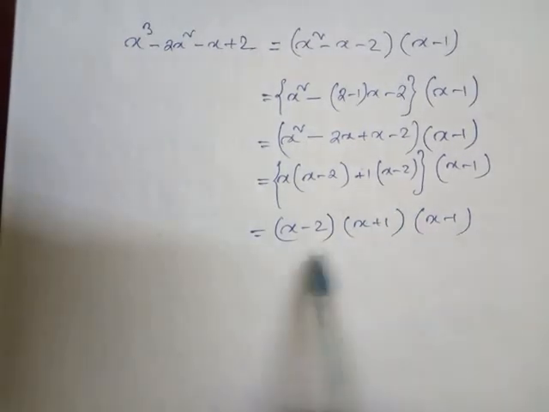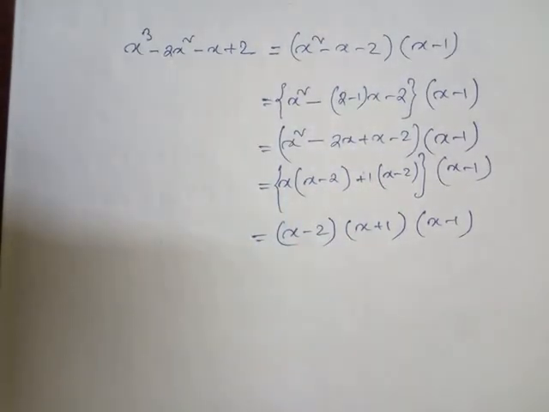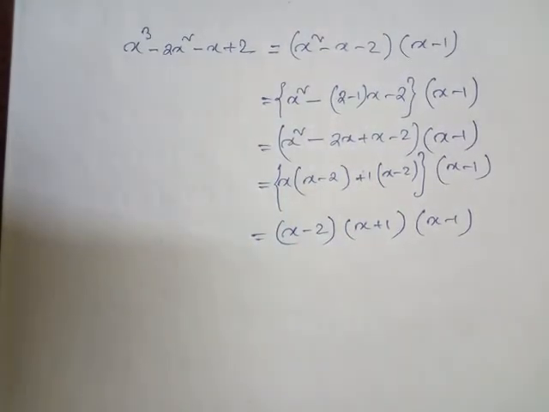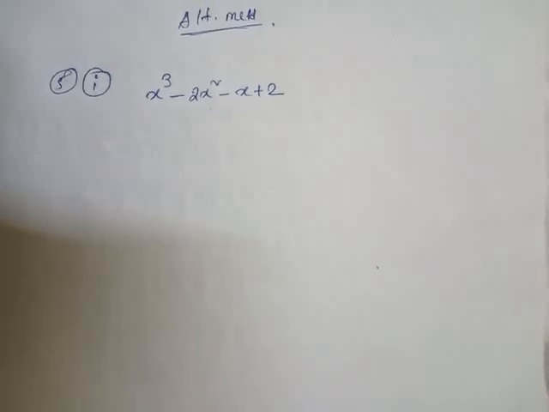Look, 3 values, 1 2 3, 3 values. Since there is x cube, that's why 3 values. This is the answer of the first question, 5 Roman 1. Now student, you have just now seen the long method of how to solve that 5 Roman 1, and one more method I am just going to show you, alternate method.